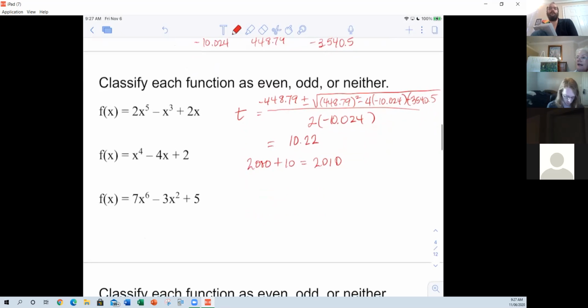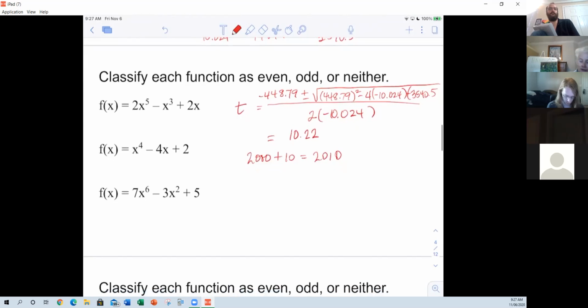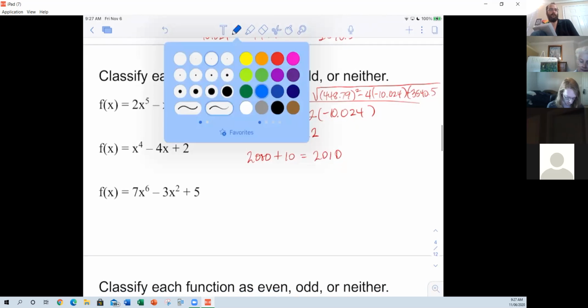So now we're classifying each function as even, odd, or neither. So what would this one be?